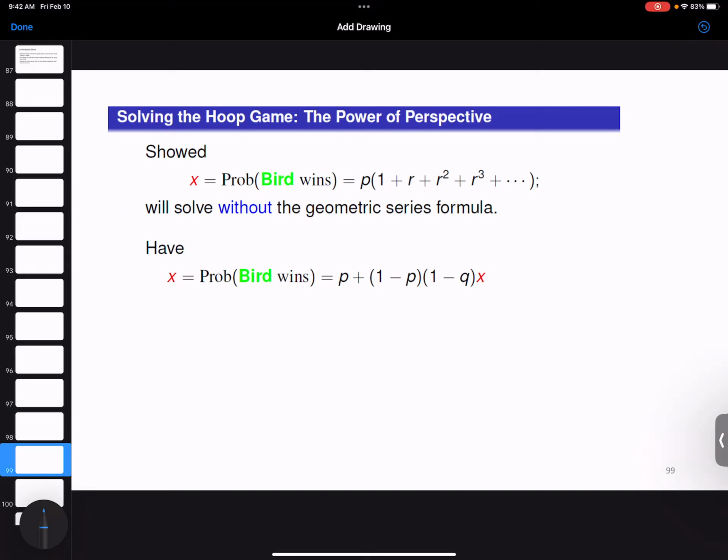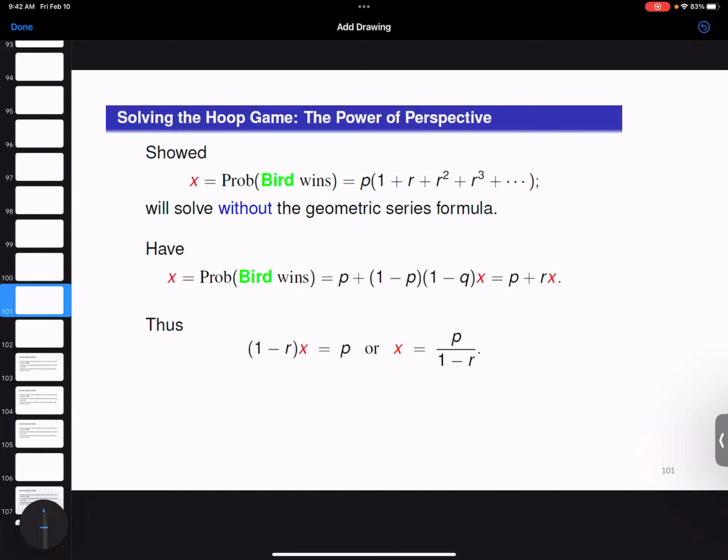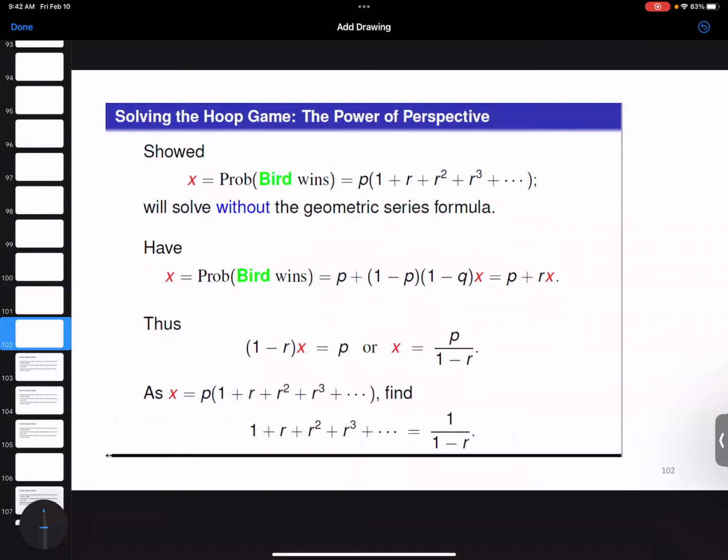Now, rather than having an infinite sum, we have a finite sum. X equals P plus (1 minus P)(1 minus Q) times X. We can solve this with algebra. This is just P plus RX. We bring the RX over to the other side and get (1 minus R) times X equals P, where X is P over 1 minus R. And since X is that geometric series, we can cancel the P's, and now we have a formula for the geometric series. So this is a nice way to see the answer by considering a memoryless process.